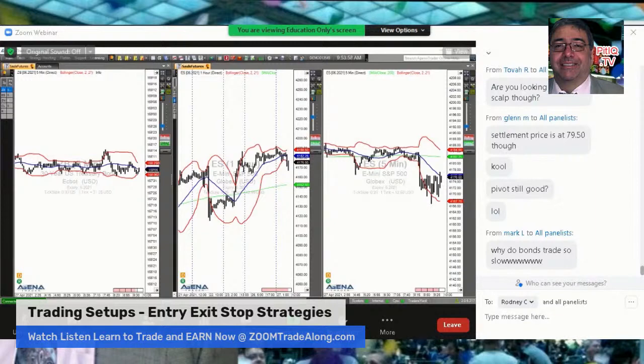Why do bonds trade so slow? They never used to, I'll tell you that much. It's more government controlled now than anything else because of all the buybacks and all the quantitative easing and all the involvement that the government is in with the bonds. So it's kind of hard to get too crazy about them. They trade in a very tight range. They just kind of do their own thing.